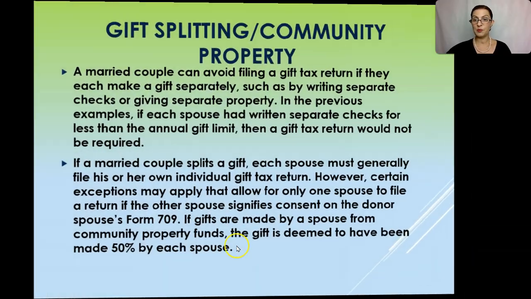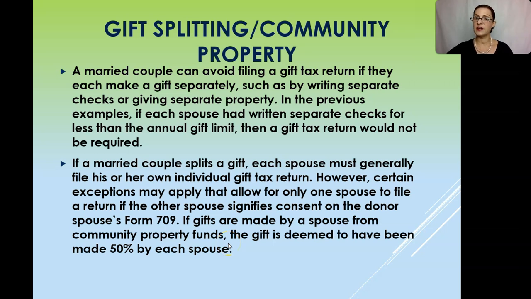Gift splitting in community property. A married couple can avoid filing a gift tax return if they make each gift separately, such as by writing separate checks or giving separate property. In the previous examples, if each spouse had written separate checks for less than the annual gift limit, then a gift tax return would not be required. If married couples split a gift, each spouse must generally file his or her own individual gift tax return. However, certain exceptions may apply that allow for only one spouse to file a return if the other spouse signifies consent on the donor spouse's Form 709.